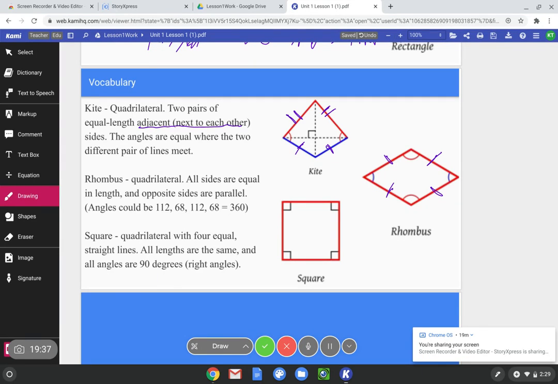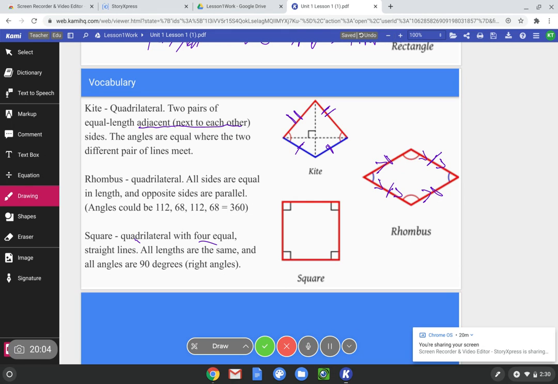Okay, so they're all congruent in length, but opposite sides are parallel. So these are going to be parallel to each other, and these right here are going to be parallel to each other. Well, this rhombus seems to have fit the description of a square because a square is also a quadrilateral with four equal straight sides and opposite sides are parallel.